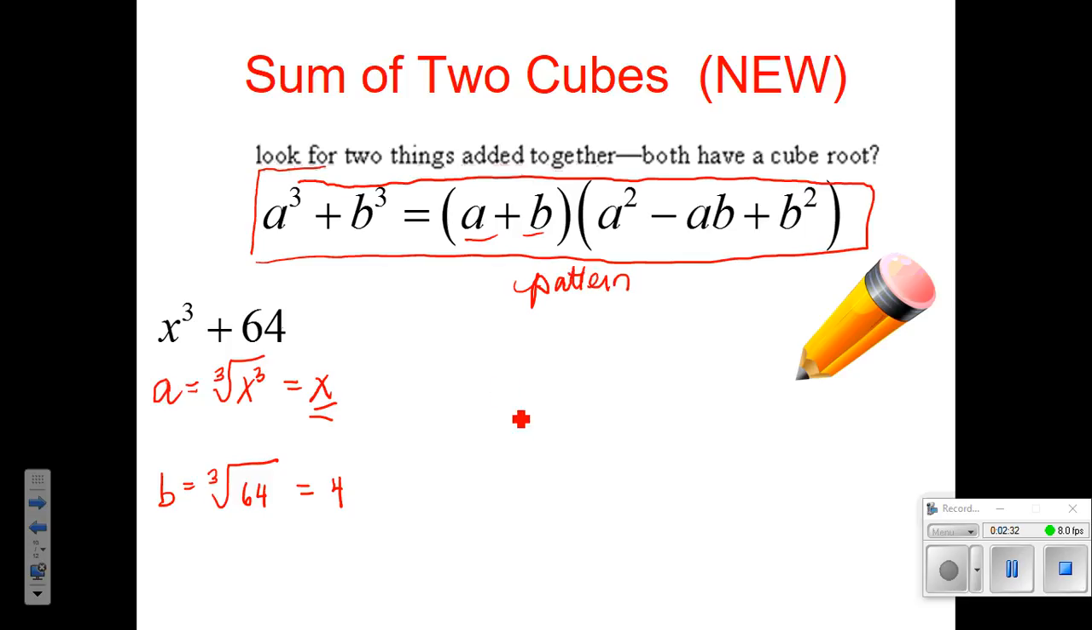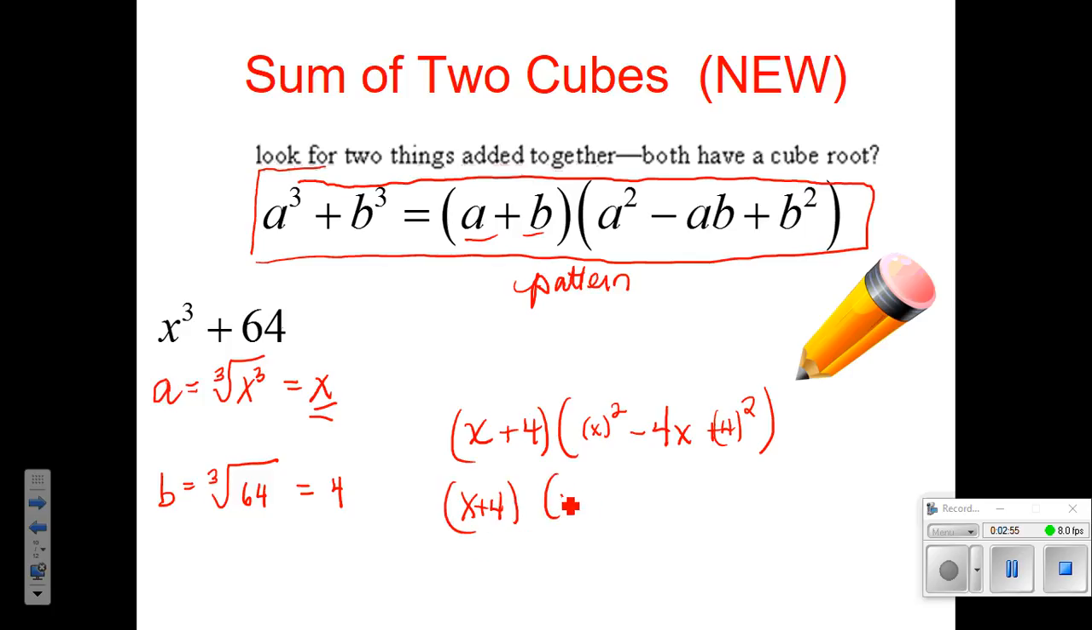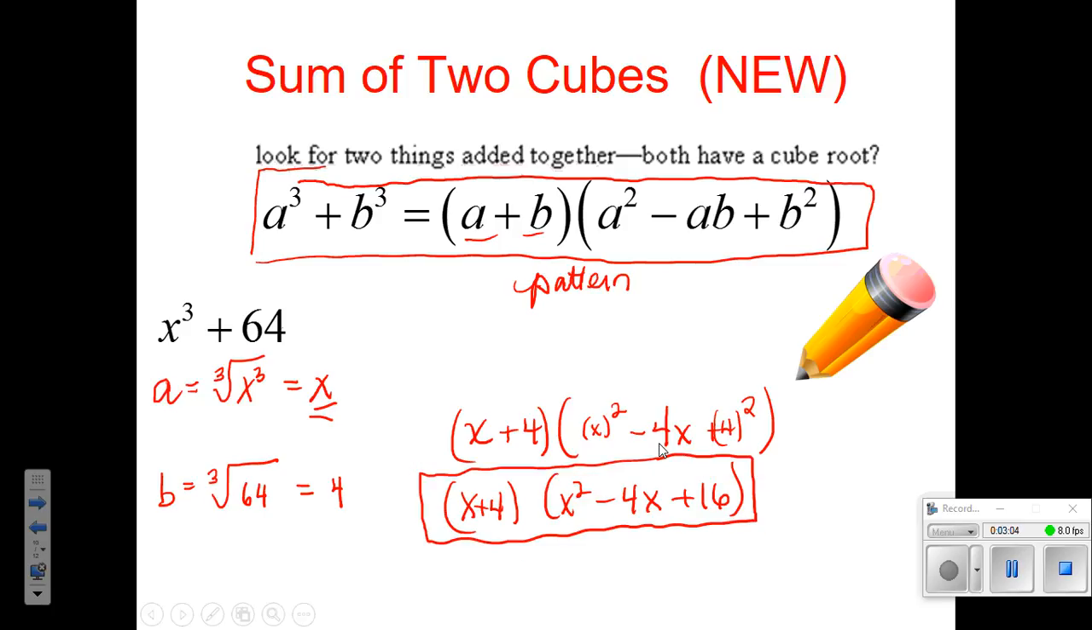So what's A? A is x. What's B? B is 4. What's A squared? A squared is x squared. What's A times B? x times 4 is 4x. And what's B squared? B squared is 4 squared, which is 16. So that turns out to be x plus 4, times x squared minus 4x plus 16. And that is the answer to this factoring problem.